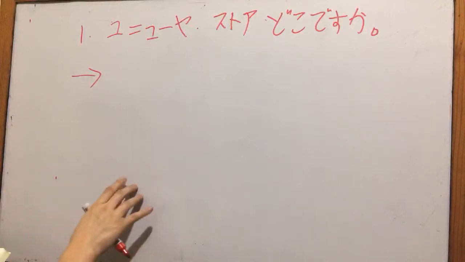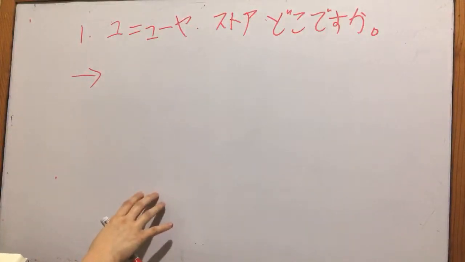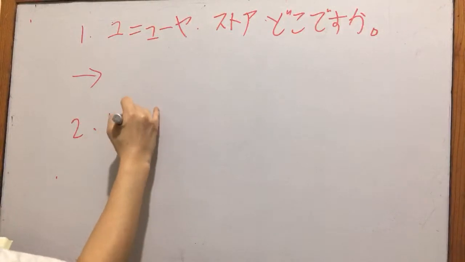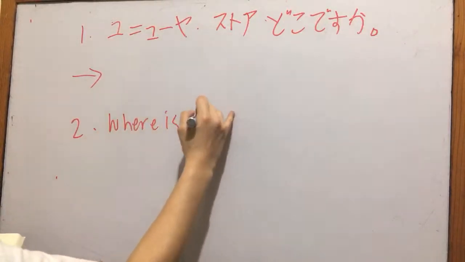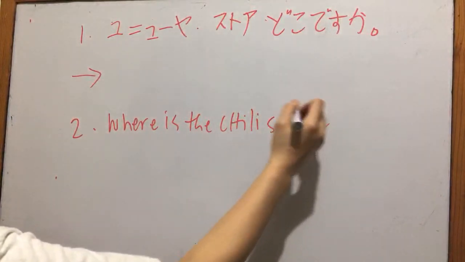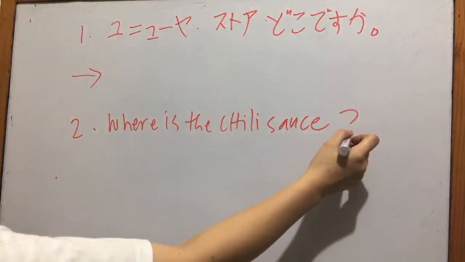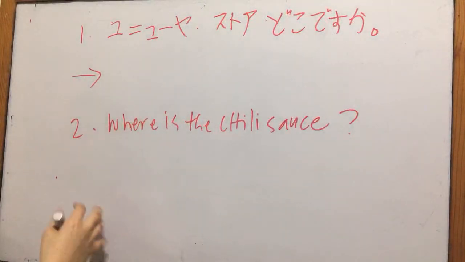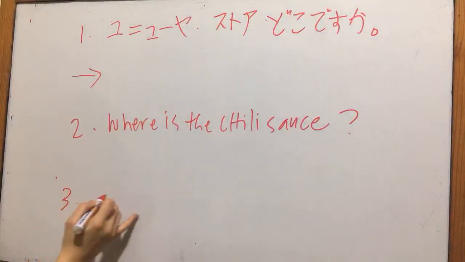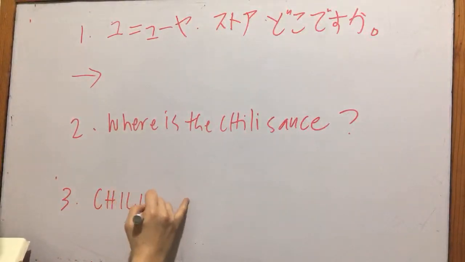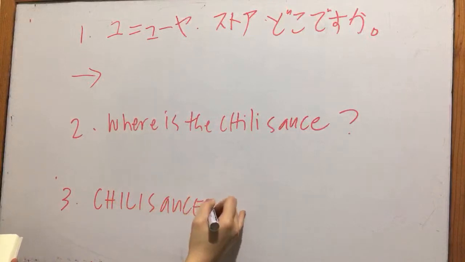And then number 2 is where is the chili sauce? Where is the chili sauce? Where is it placed? And then number 3. So, magkadugtong to.